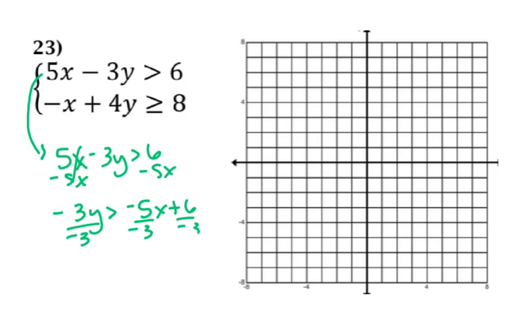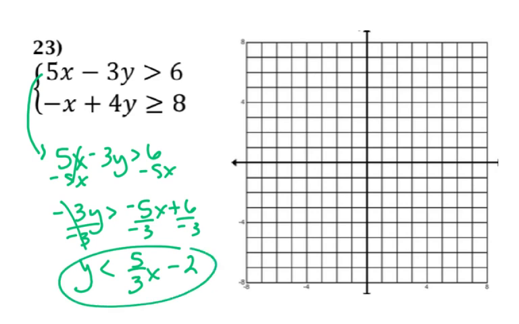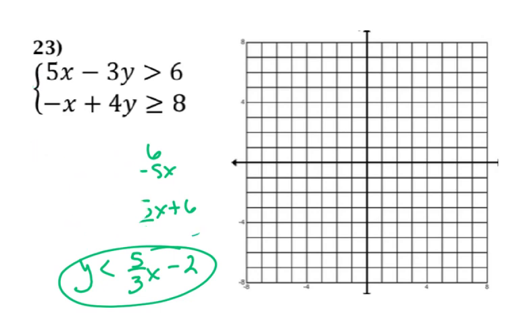Everything gets divided by negative 3. And when I divide by negative 3 on inequalities, I have to flip my sign. 5/3 x, and then 6 divided by negative 3 is negative 2. So that's what I'm going to graph. Okay, I'm going to erase this part except for the answer, and I'm going to take the second inequality, and I'm going to solve that one.